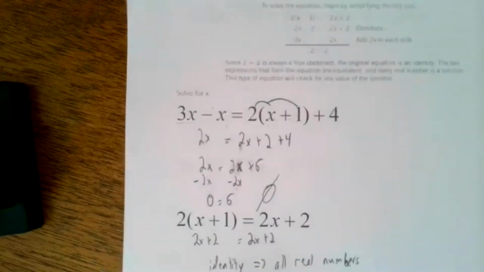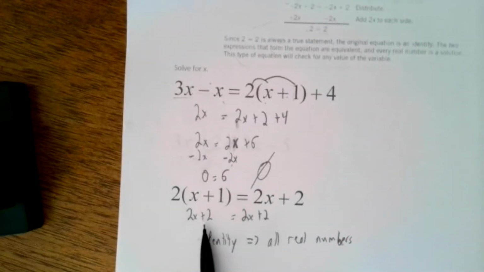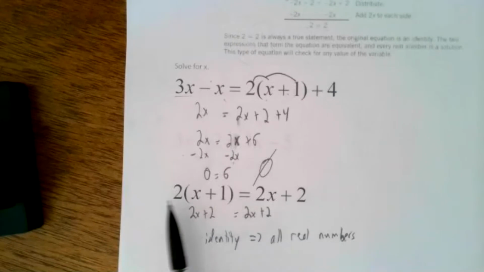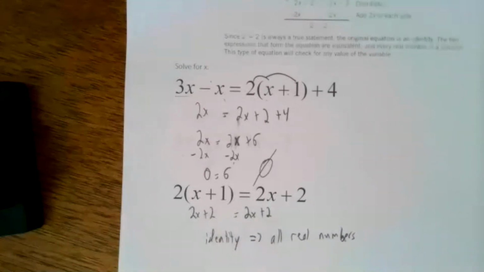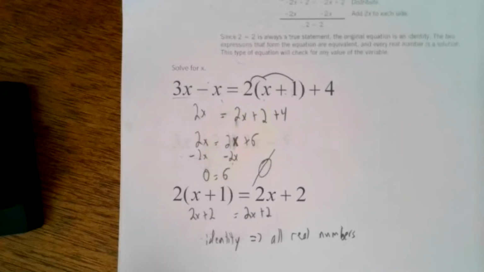So basically what that means is that we can plug in any number that we want, any number that you can think of for x, and you'll get that the left side is equal to the right side. Yep. Okay. Any questions on this one? Or either one of these? Okay.